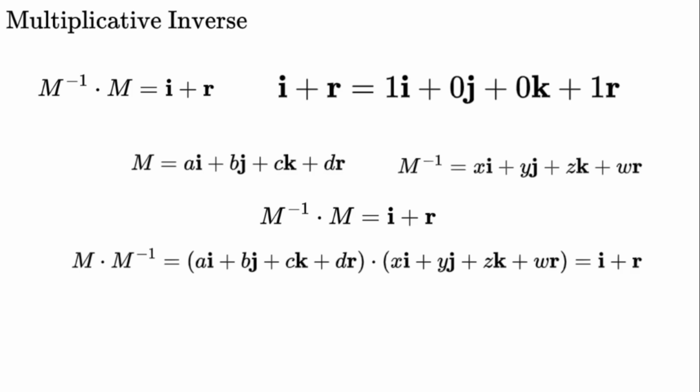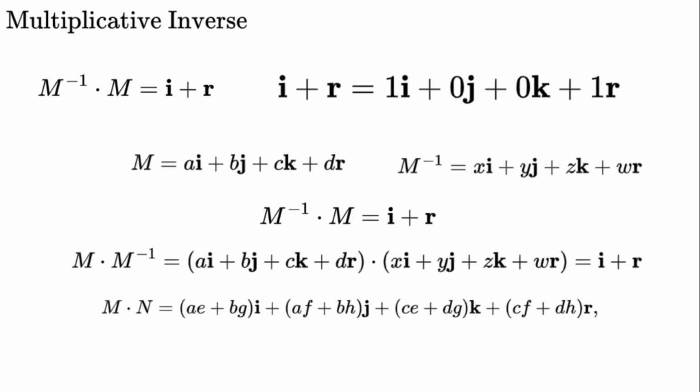Using the multiplication formula, m times n equals (ae + bg) times I plus (af + bh) times j plus (ce + dg) times k plus (cf + dh) times r. Set n equals m inverse equals x times I plus y times j plus z times k plus w times r, so e equals x, f equals y, g equals z, h equals w.